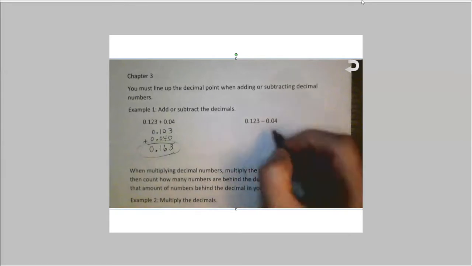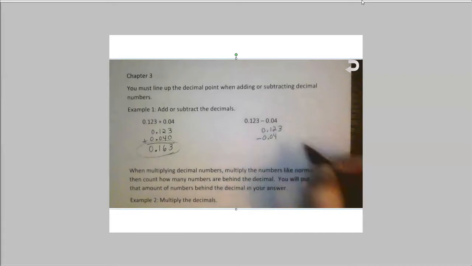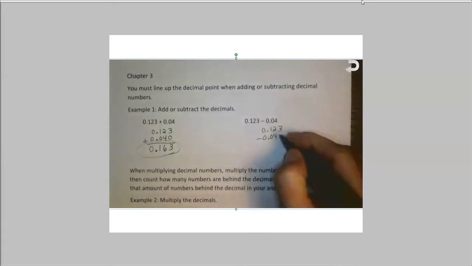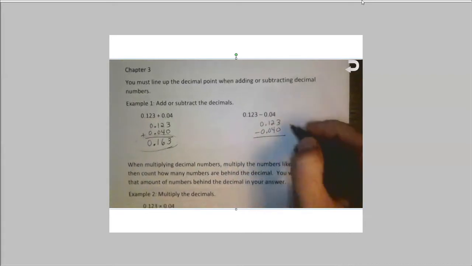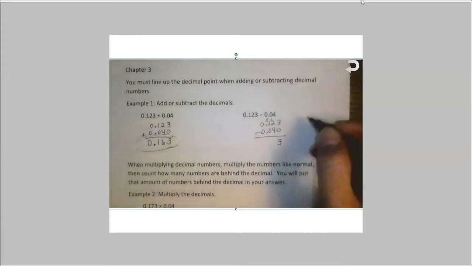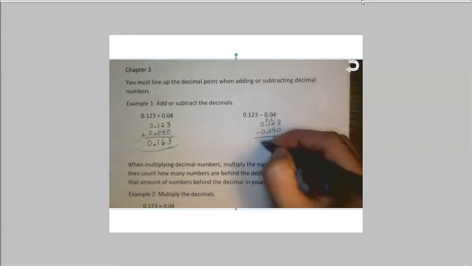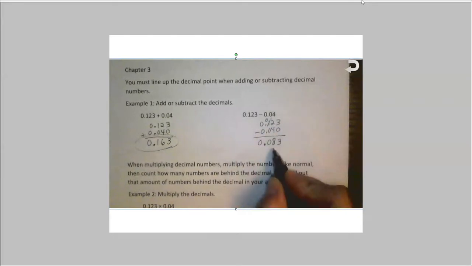All right, when I'm subtracting, these are the same numbers. I'm going to subtract them this time. I'm going to line up those decimals. I'll fill in any spots with 0, and now we just subtract. Don't forget, you may have to borrow occasionally. 12 minus 4 would be 8. That 0 must come down, and then my decimal. That's very important to put that 0 in that 10th spot because there's no number to represent that place. So this answer is 83 thousandths.